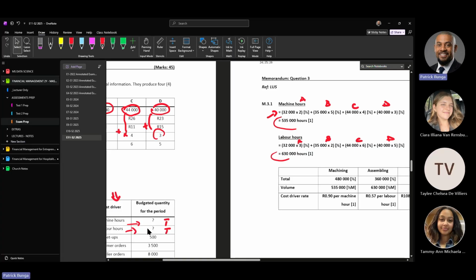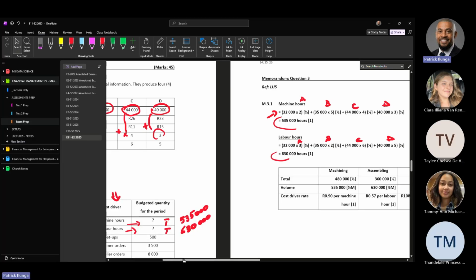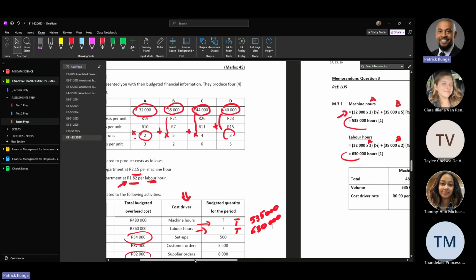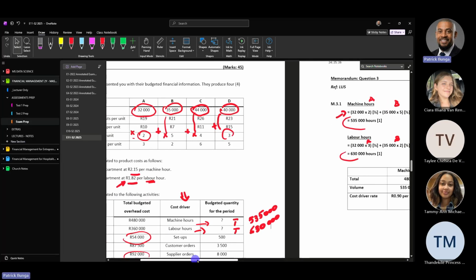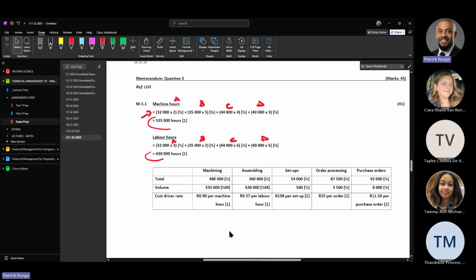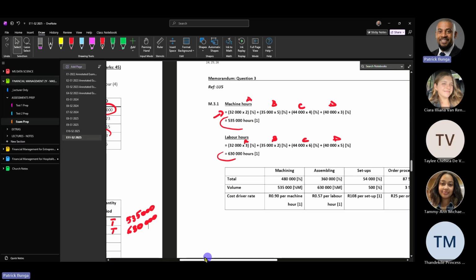So with this total, now that you have the total here, you have 535,000 and then you have 630,000. Then what you can do is find the apportionment, right? And check here. That's exactly what they're doing.